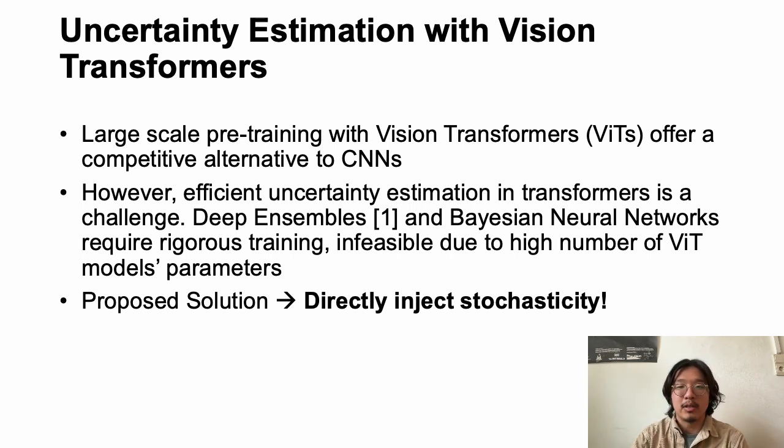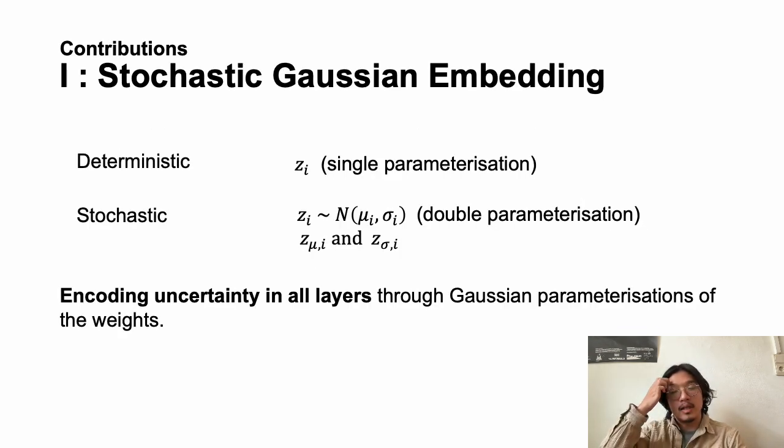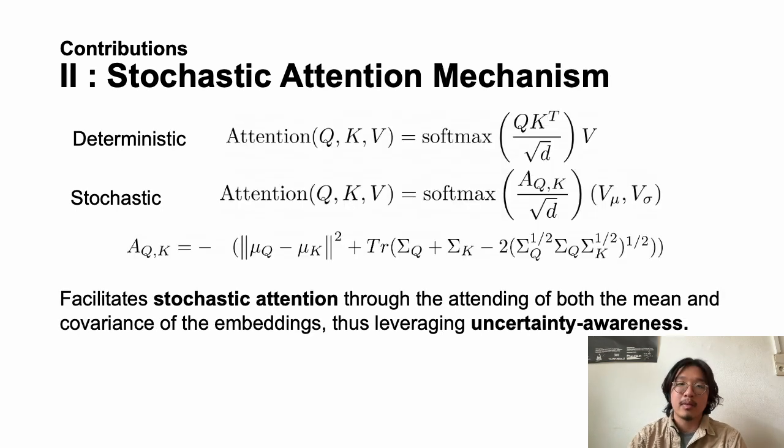A proposed solution is to directly inject stochasticity into the vision transformers. And so these are our following contributions. The first one is we embed stochastic Gaussian embeddings in all layers through Gaussian parameterization of the weights. In a deterministic case, we normally embed vectors as point vectors with only one single weight, but in a stochastic one we embed all the weights and all vectors into both mean and variance.